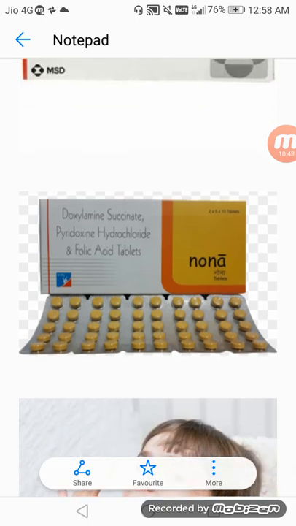Yeah, what is this? Doxylamine with pyridoxine and folic acid. This is used for morning sickness or nausea and vomiting in case of pregnancy. Okay.